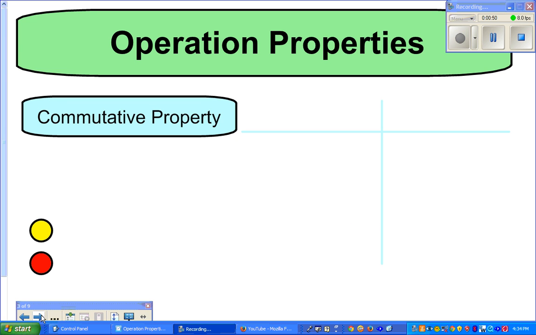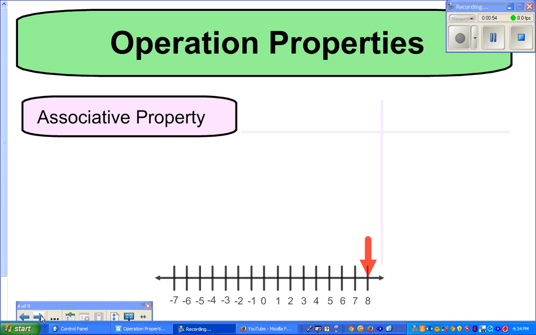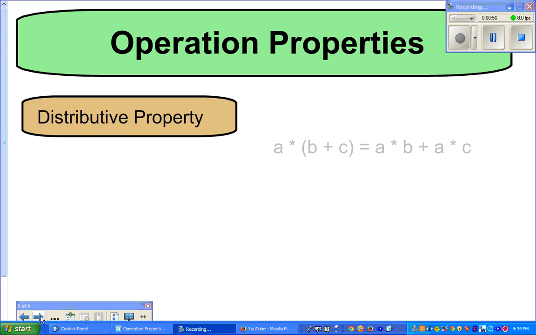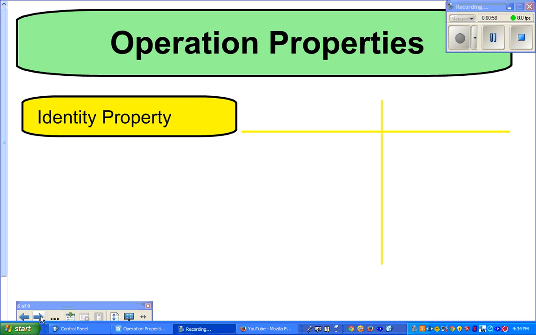We've already learned the commutative property in our first video. Then we looked at the associative property, the distributive property, and the identity property. Now we're going to look at the inverse property of addition and the inverse property of multiplication.